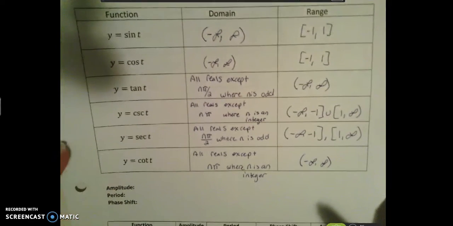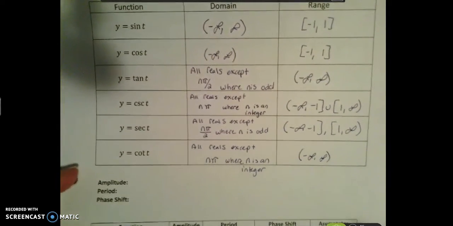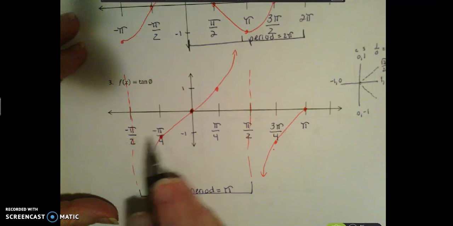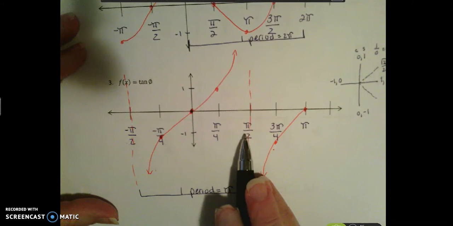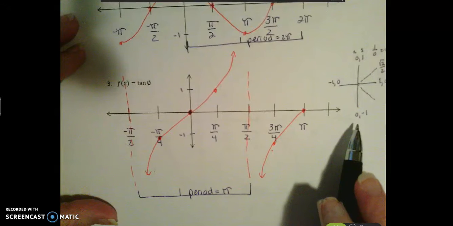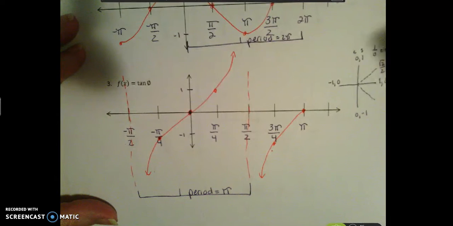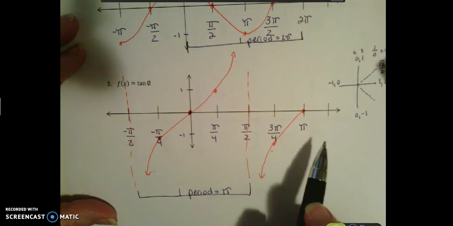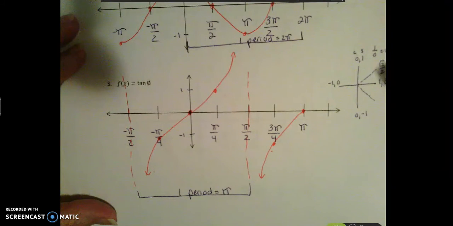So now when it comes to our tangent and these other curves, they all have asymptotes. So when we look at our tangent curve, notice that we have an asymptote at -pi/2, pi/2. We would also have one at 3pi/2. So every increment of pi/2, we have an asymptote.